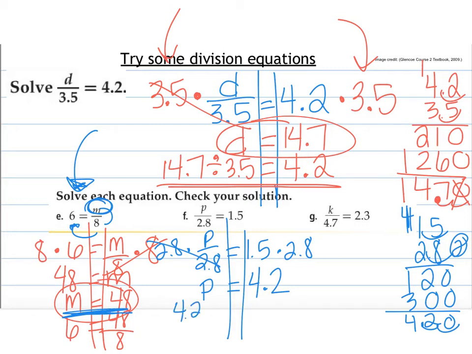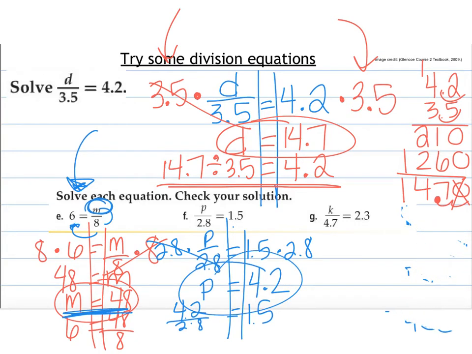So 4.2 over, oops, not sure what happened, sorry if it paused there and glitched, I don't know what happened, equals 1.5. And if we check it, that works. So P equals 4.2.